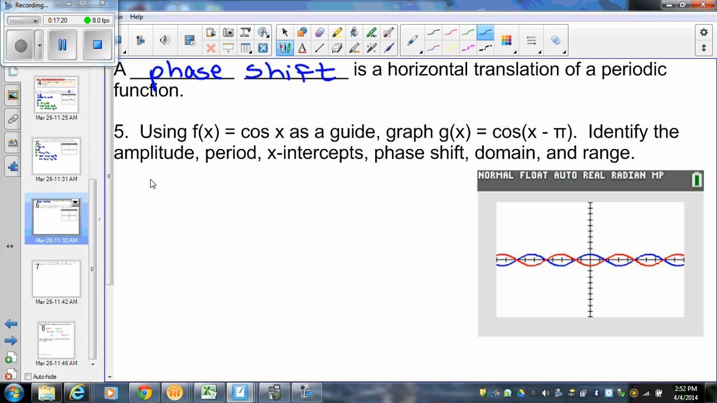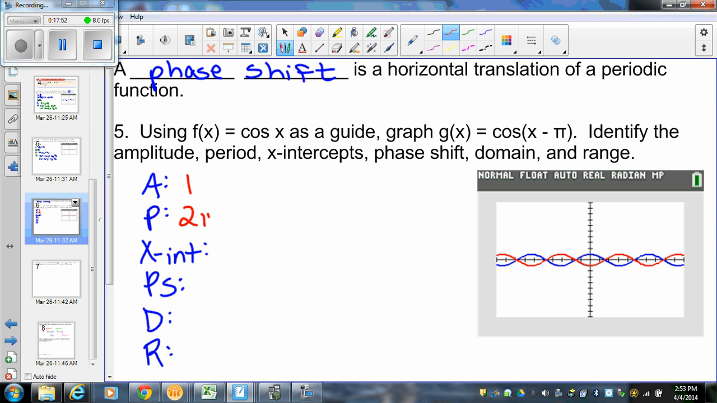So we're going to go down the list here. We're going to do amplitude, period, x-intercepts, so that's new, phase shift, domain, and range. Okay, so my amplitude, because I don't have a coefficient here in front of cosine, that's understood to be a coefficient of 1. So my amplitude is still 1 like normal. My period, because I don't have a coefficient in front of the x, is just 2 pi, because there's a value of 1 that we would divide by, which would leave it as 2 pi.